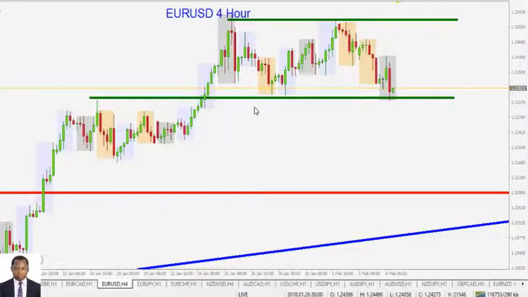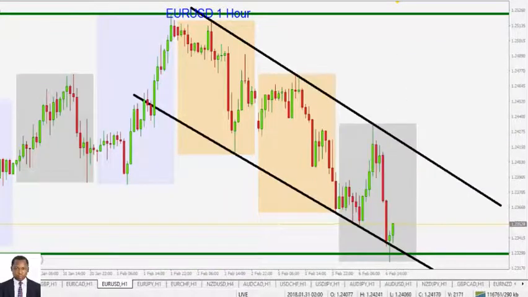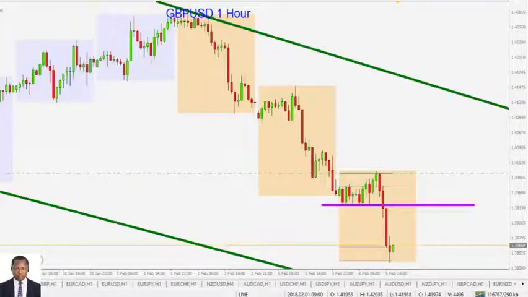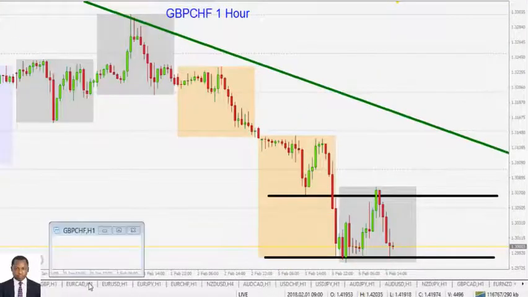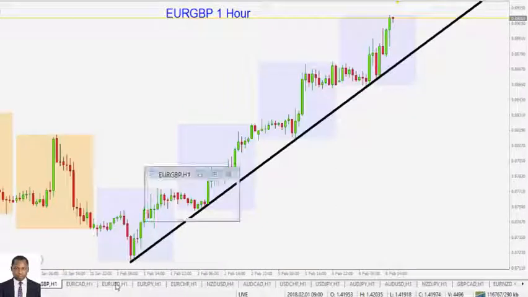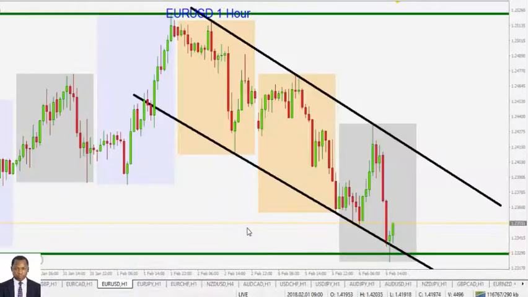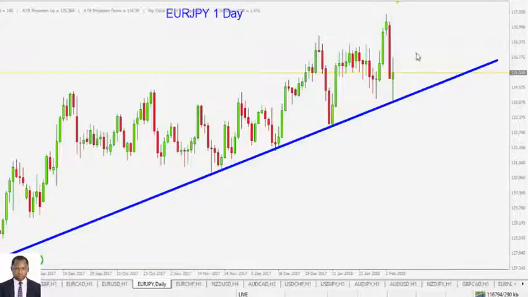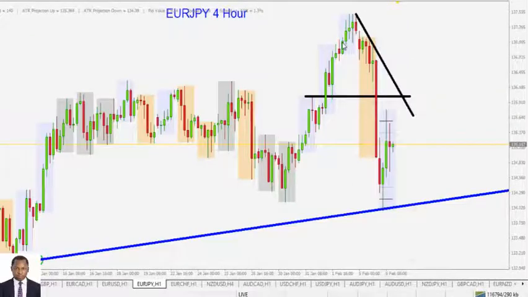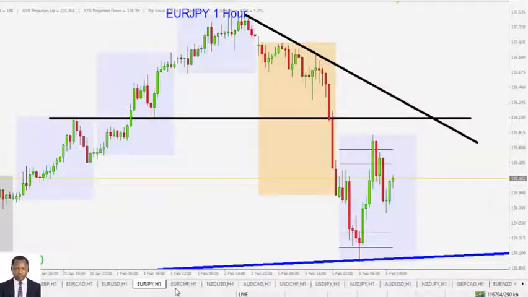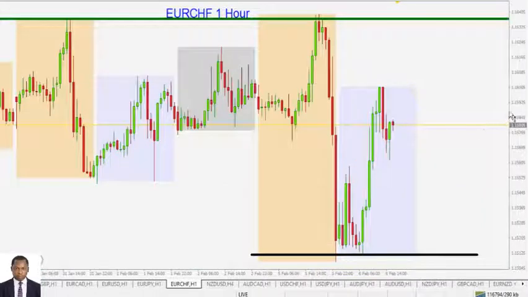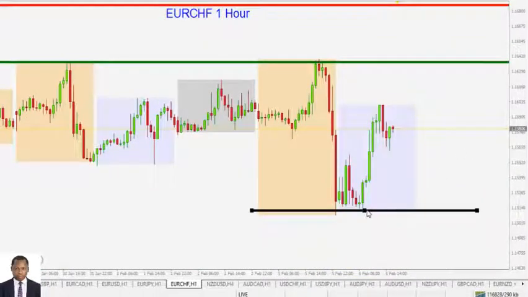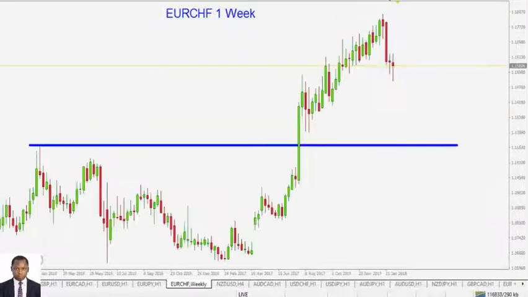Still ranging in the 4 hours time frame. Let me look at this, if there is any similarity. Okay, so the euro against the Japanese yen is mixed here. This is really mixed. There is just nothing to trade here. Avoid that one. Euro against the Swiss franc also mixed. There is nothing to trade.